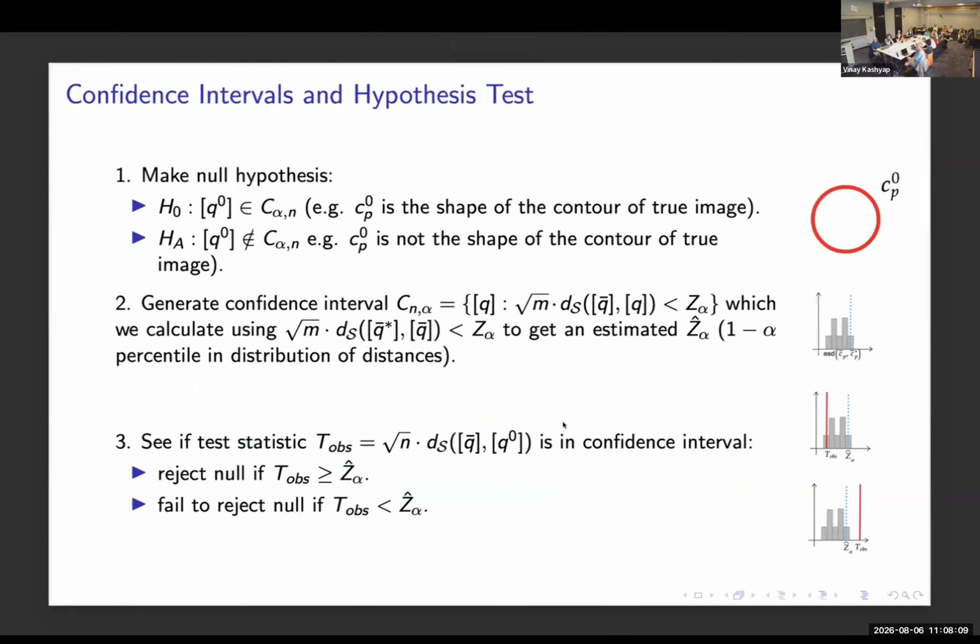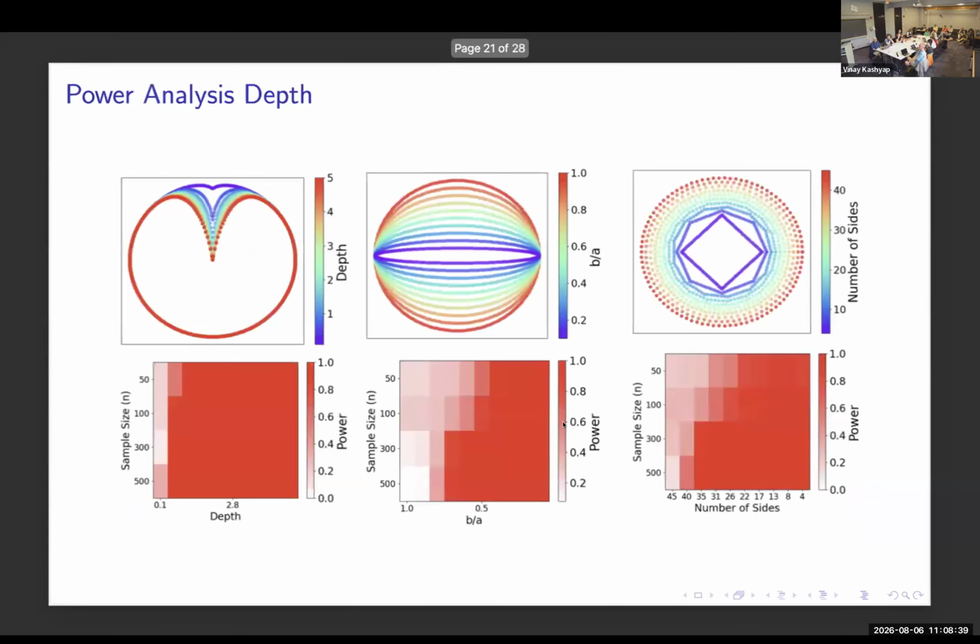Okay, so once I have a confidence interval, I can do a hypothesis test where I'm going to say, I think the null shape is a circle. I think the null shape is a square, whatever you want it to be. And then you can use your empirical bootstrap distribution, and your test statistic is going to be the distance between the sample mean contour and your null contour you've picked. And you can see, is my test statistic in the confidence interval of distances, or is it outside of it?